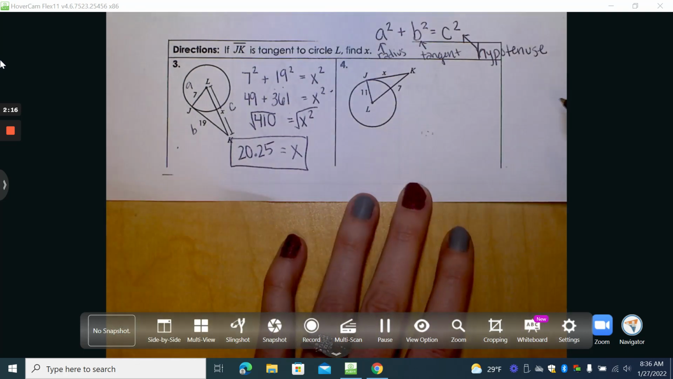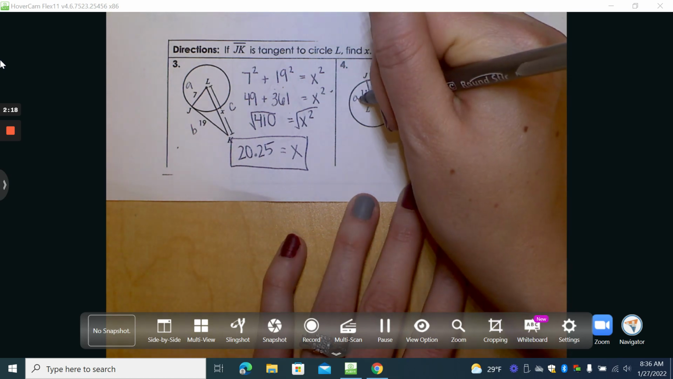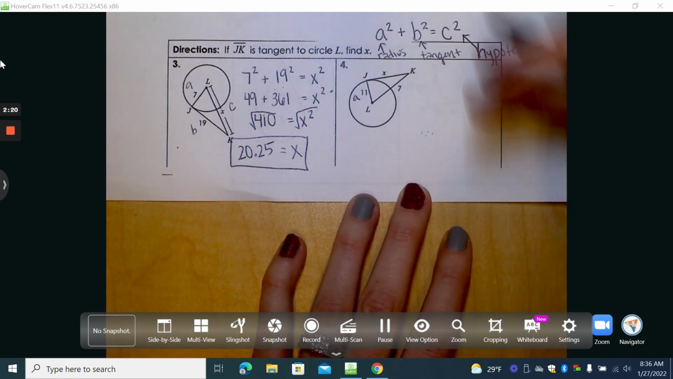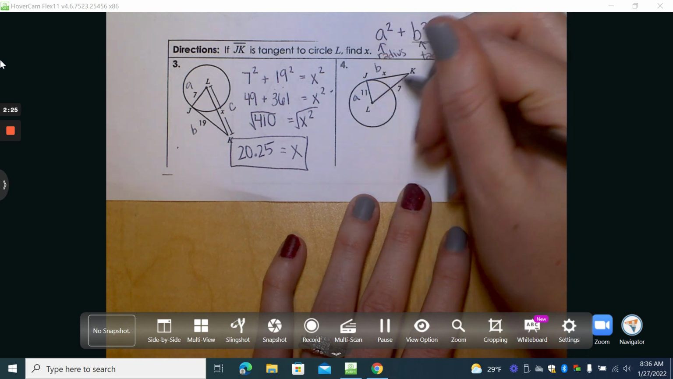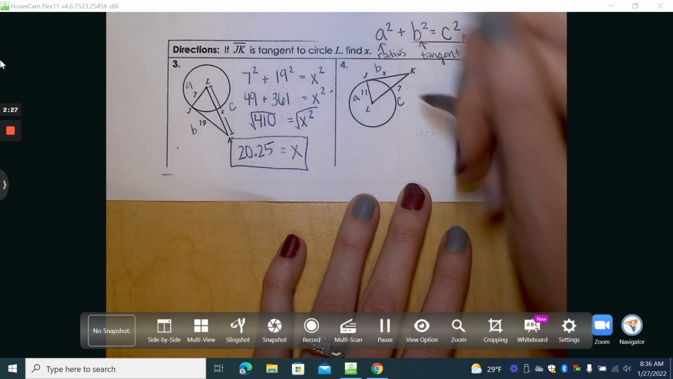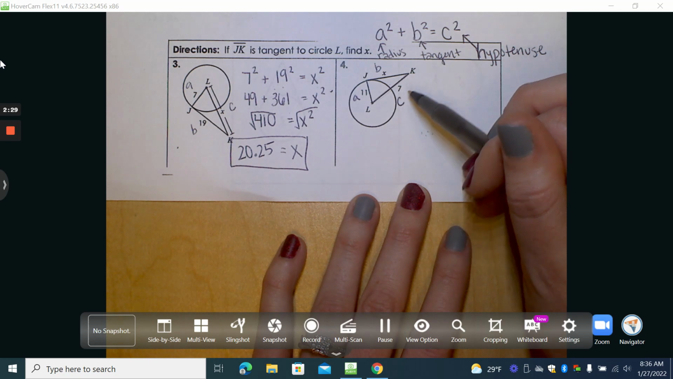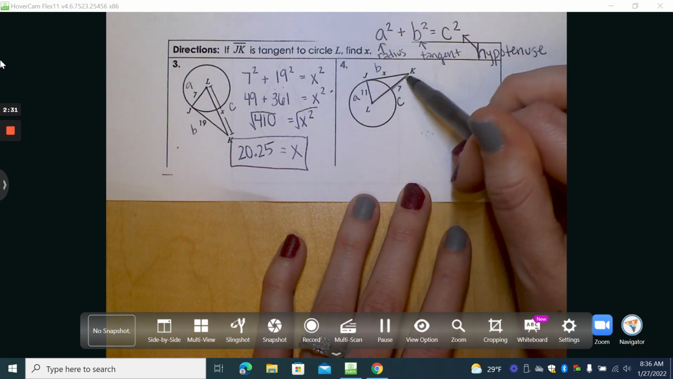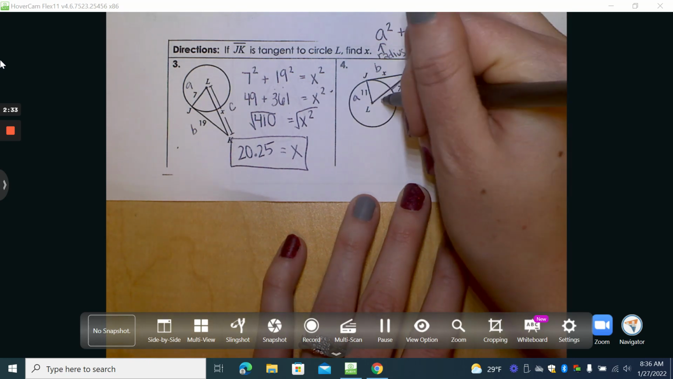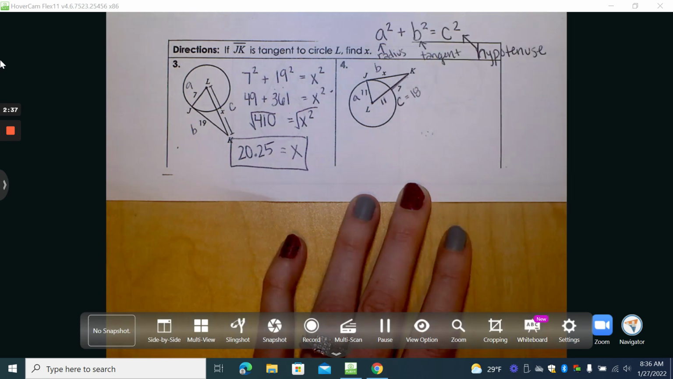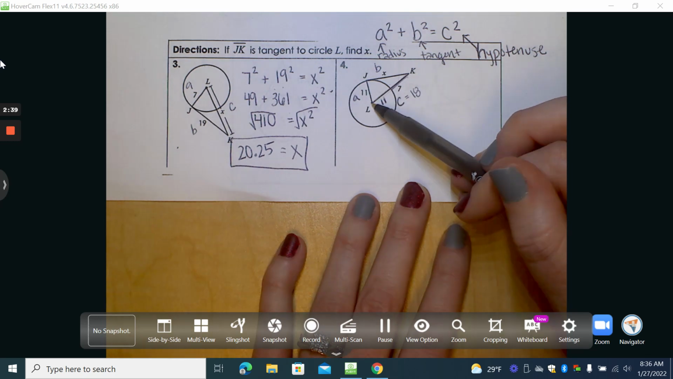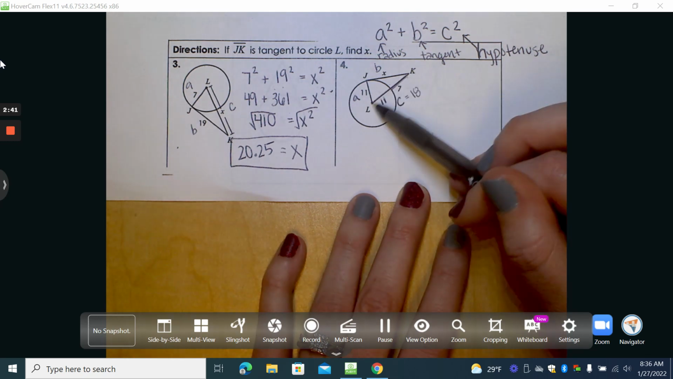Let's label our sides first. So A is my radius here. My tangent is my B, and my hypotenuse is my C. Please do not get tricked by this again. 7 is only the outside part. This 11 should be here too. So C is actually a total of 18 units. 11 plus 7 all the way across.